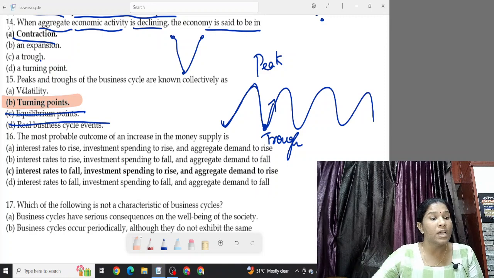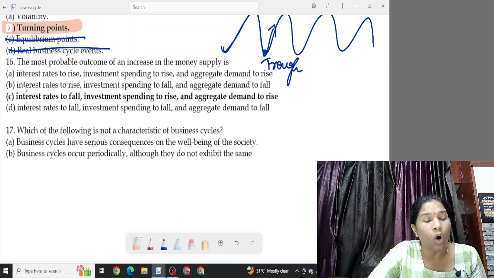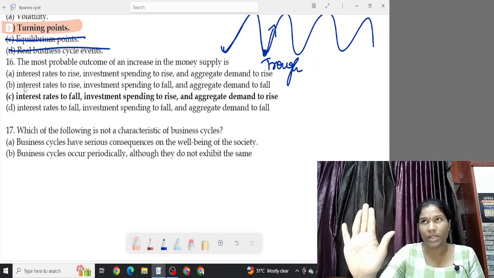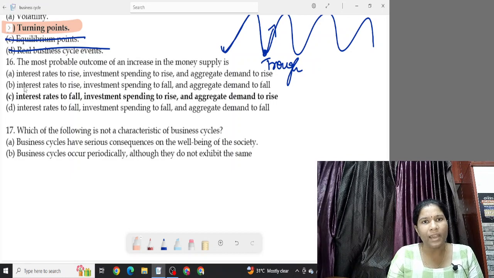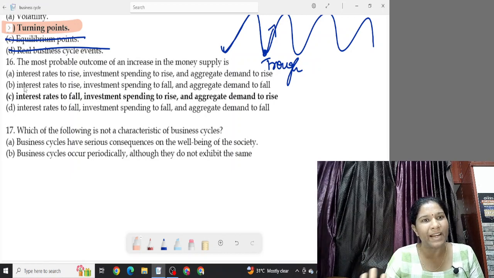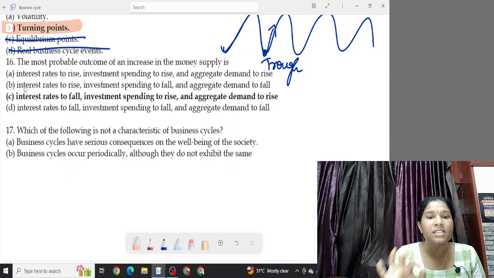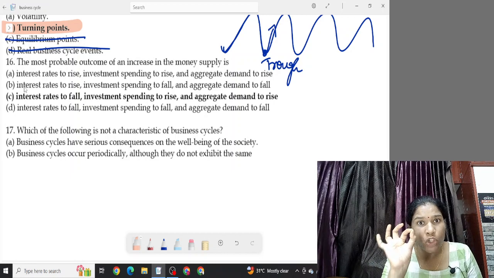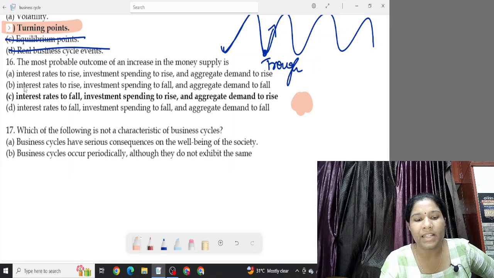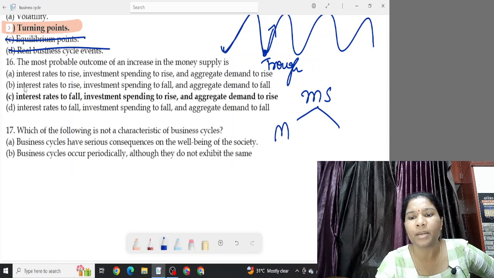The next one, 16th question: the most probable outcome of an increase in the money supply. Obviously, when money supply is increasing, demand will increase, and when aggregate demand increases, automatically we move to the expansion mode. Moreover, whenever they ask a question in relation to money supply, always remember that money supply can be related only to two events: either monetary policy or fiscal policy.